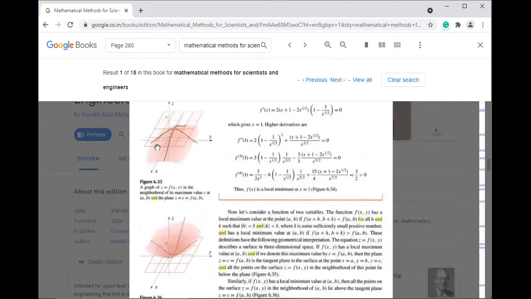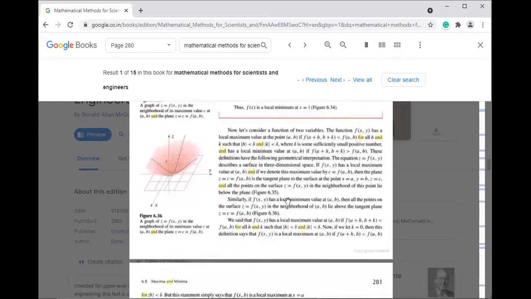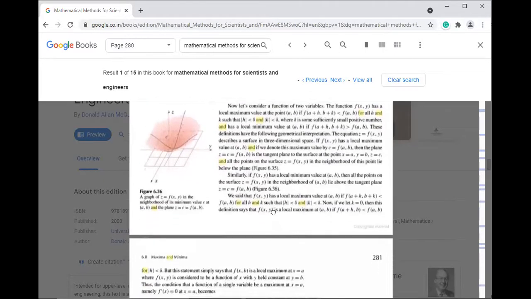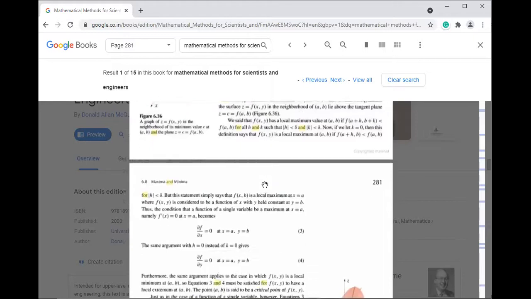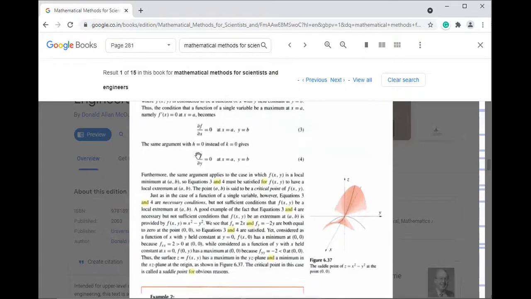At maximum points, all values of the function lie below the tangent plane except at the critical point. That is the idea. The necessary condition for a critical point is that the derivative of f with respect to x should be 0 and the derivative of f with respect to y should be 0 at a, b.